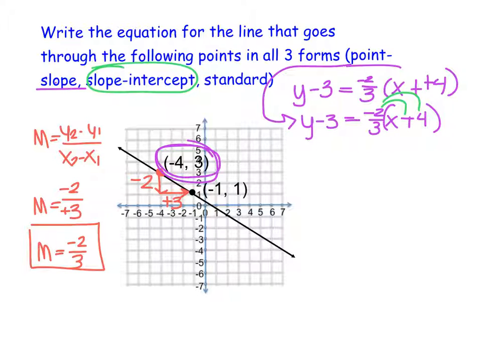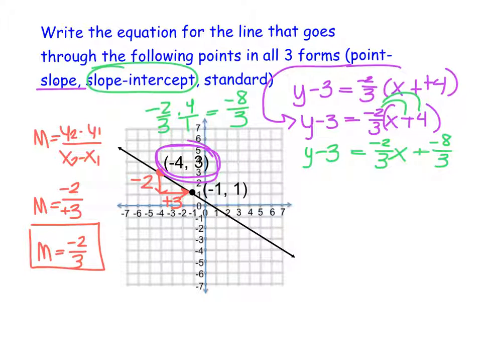So here I distribute the negative 2/3. So we have y minus 3 is equal to negative 2/3 x. And then we need to figure out what negative 2/3 times 4 is. So I do negative 2 over 3 times 4 over 1, which ends up being negative 8 over 3. So here we would do plus negative 8 over 3.